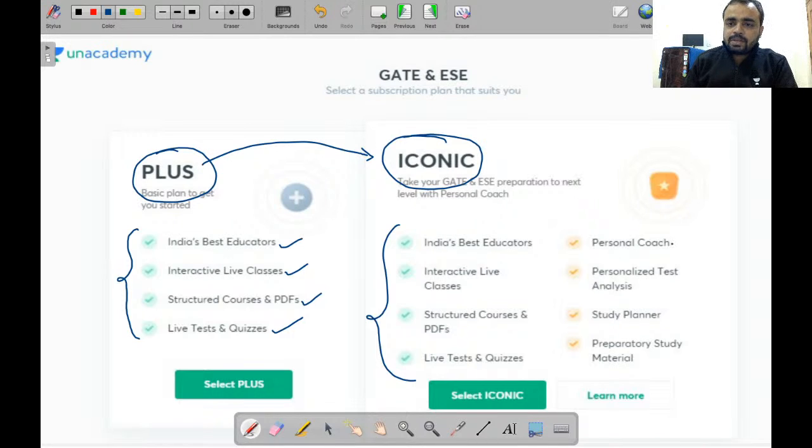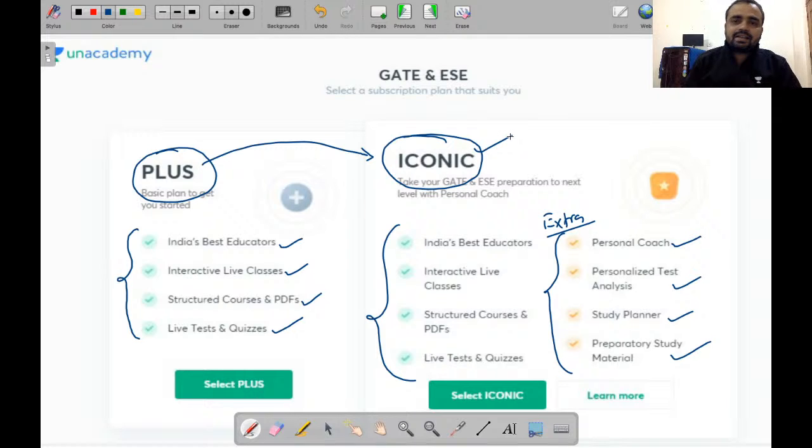The personal coach: you can select any one of the educators as your personal coach, who will guide you, motivate you, and clear your doubts from time to time, so that you can improve your performance and finally your target can be achieved. The second thing is the personalized test analysis and the study planner, and finally the study material. These are the extra things you get when you take the Iconic subscription. That's why there is a little difference in the fee structure between Plus and Iconic. Now let's start the subject.